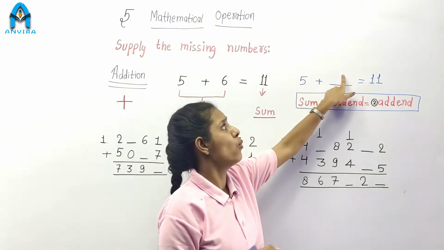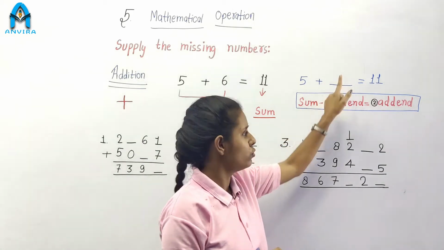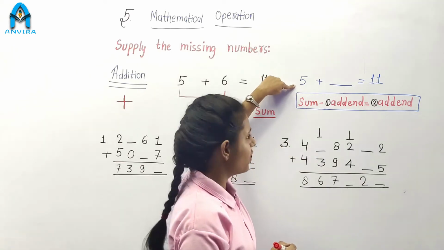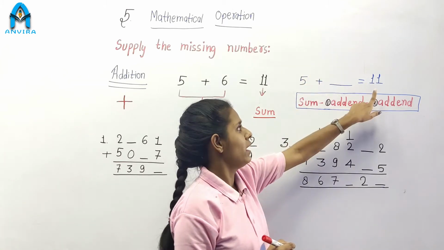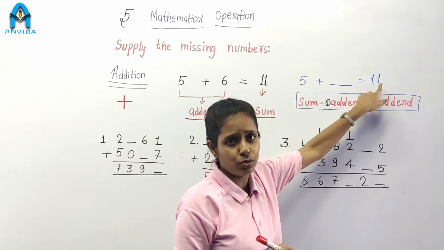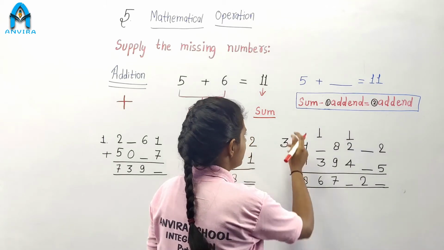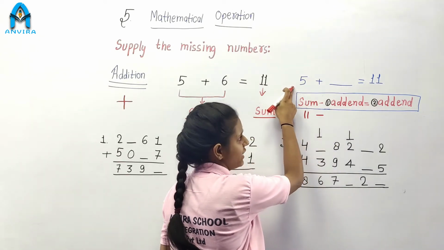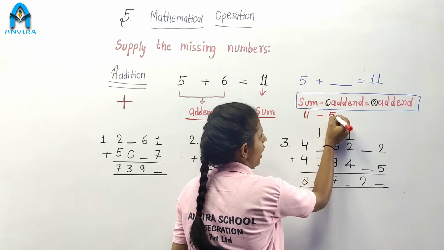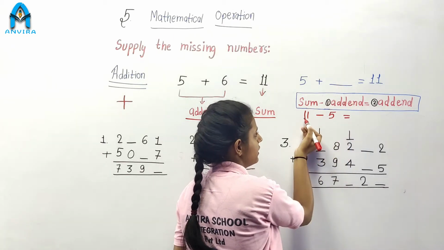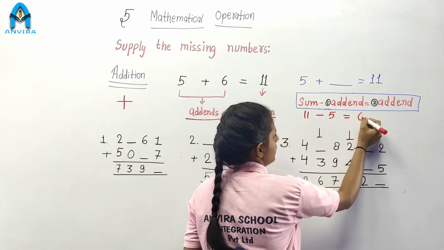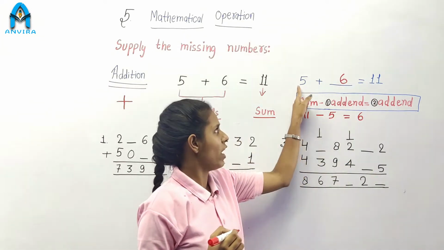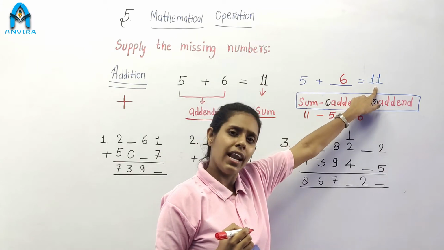But if one addend is missing, what do we have to do? We have to subtract. If first addend is given and the second addend is missing and the sum is given, what do we have to do? We have to subtract. Like this, sum is given and the first addend is given. We have to subtract to find the second addend. 11 minus 5 is equal to 6. So, our second addend is 6. So, 5 plus 6 is equal to 11.